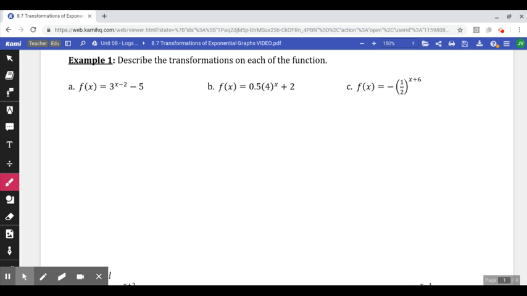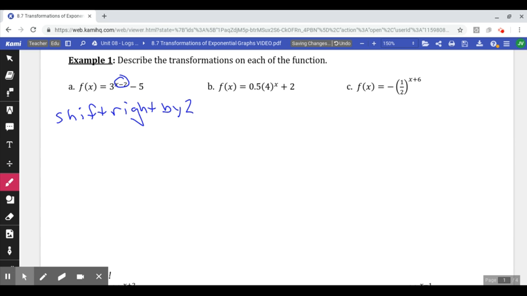In example 1, we need to describe the transformations on each function. Each one of these functions is going to be an exponential function, and we want to try to describe each one of the transformations. With part A, we can see x minus 2 in the exponent position right here, and that minus 2 is going to be a shift left or right. In all cases, we want to do the opposite of the number that we see. So this is going to be a shift to the right by 2.